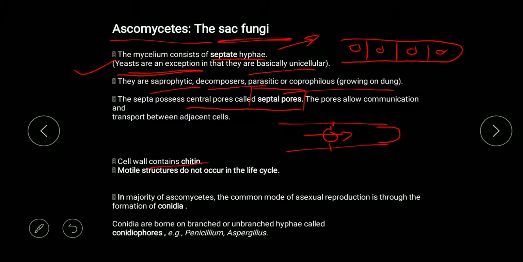The wall is made up of chitin. Yes, you know this. Motile structures do not occur in this life cycle. So remember, motile structures are not found in the life cycle of Ascomycetes, and obviously they were not found in Zygomycetes, which we have studied as well.